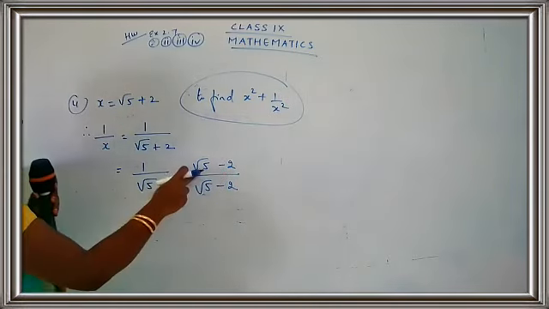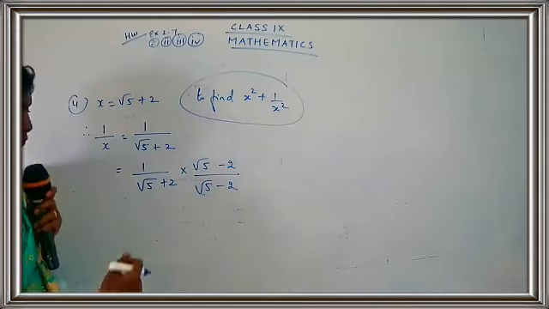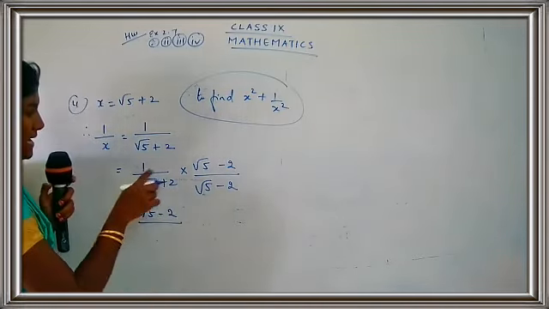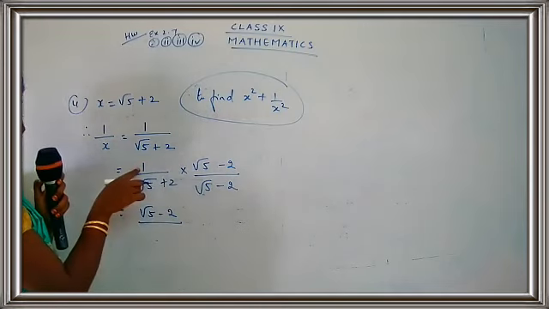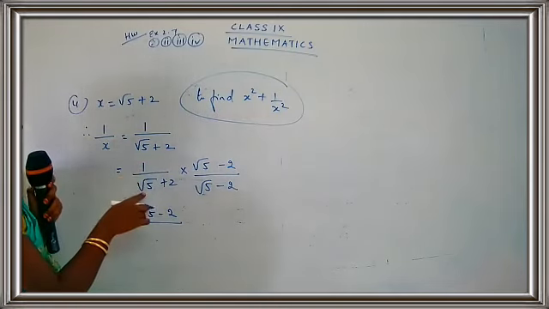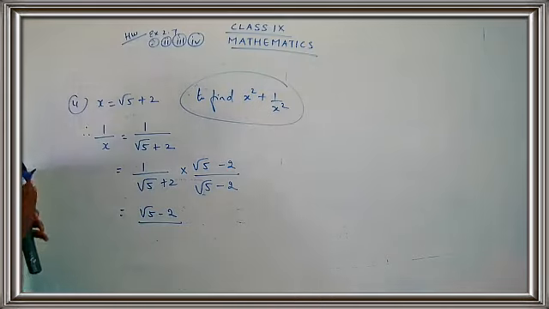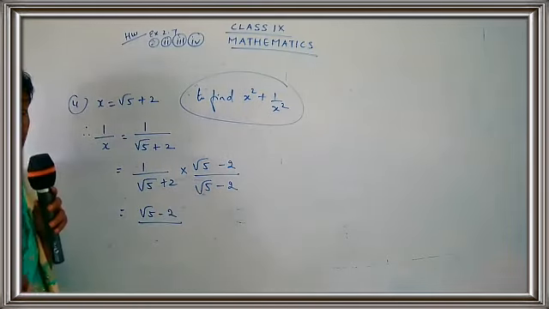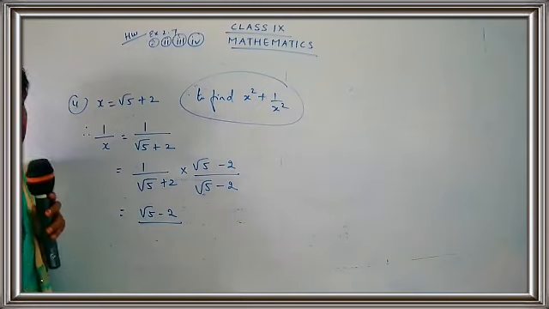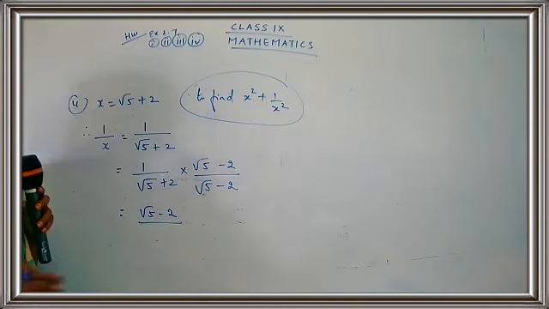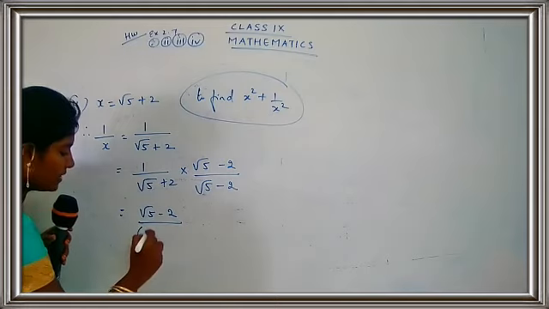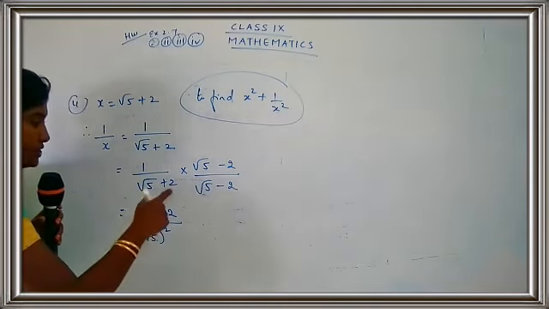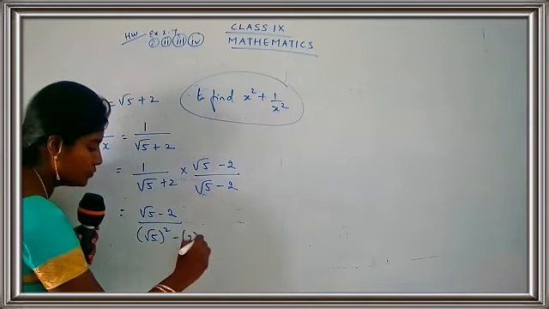1 into any number, you get the same number as the answer. So you get root 5 minus 2, because it is multiplied by 1. Coming to the denominator, shall we do it directly, children? Now this is a plus b, this is a minus b. What is the formula for a plus b into a minus b? a square minus b square. Good. What is a square? Root 5 square. Good. What is b square? It's 2 square.